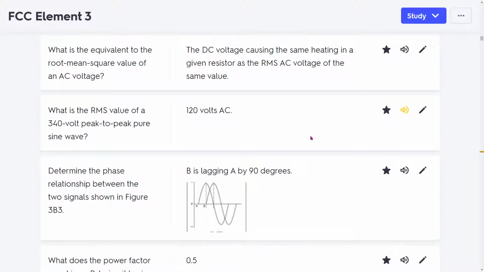What is the RMS value of a 340 volt peak-to-peak pure sine wave? 120 volts AC. Determine the phase relationship between the two signals shown in figure 3b3. B is lagging A by 90 degrees.